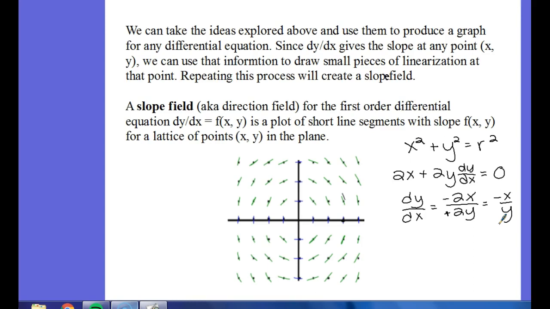Pick another point. Pick, I don't know, negative 3, 2. If you plug in negative 3, negative times a negative becomes a positive, so you have 3 halves. Does this look like it's going at 3 halves approximately? Like up 3 over 2? So these little line segments represent the x and y coordinates for the equation dy/dx equals negative x over y. That's how you get those line segments.